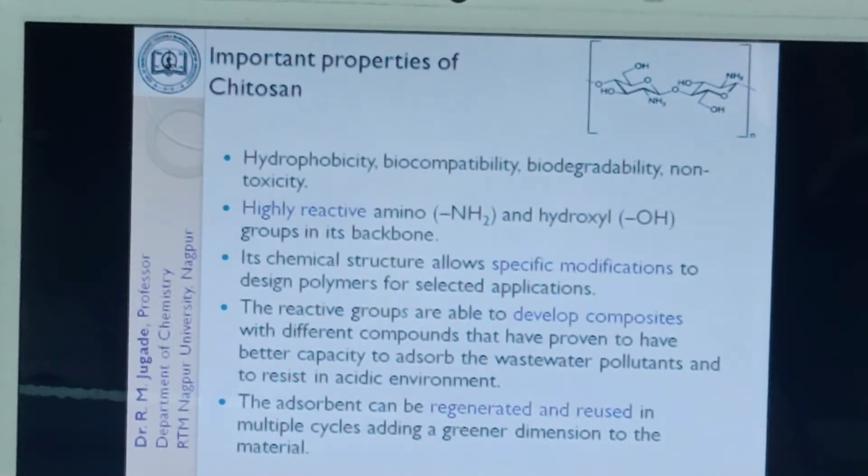It is highly reactive because of two important functional groups present in chitosan, the NH2 group and the OH group. Because of these two groups, it is a very important material for the adsorption process. Its chemical structure allows specific modifications to design polymers for selected applications. The reactive groups are able to develop composites with different compounds, like many of the metal oxides, which form composites with chitosan. An important property of chitosan is that after adsorption of metals or any molecules, it can be regenerated and reused. So all these properties make chitosan an extremely important adsorbent.